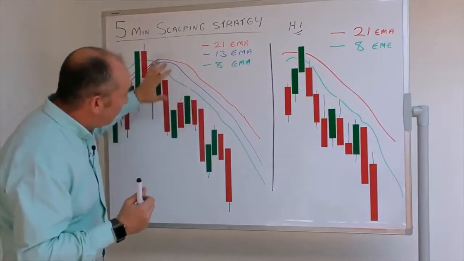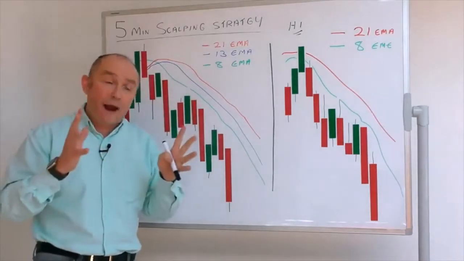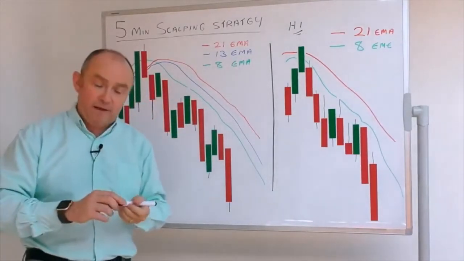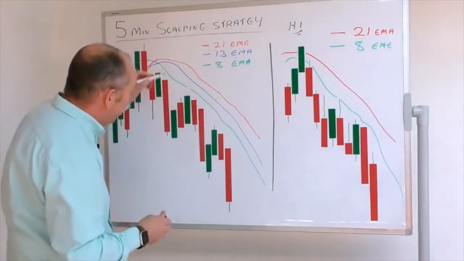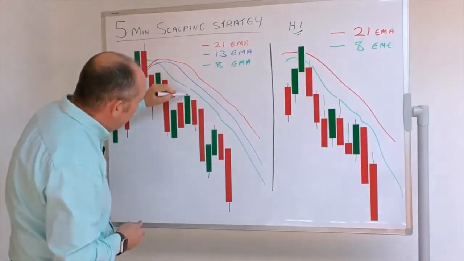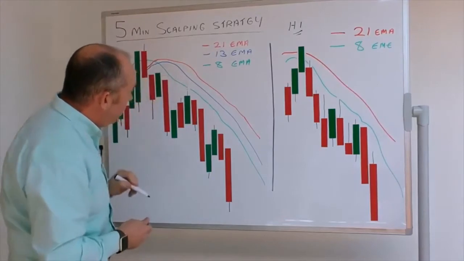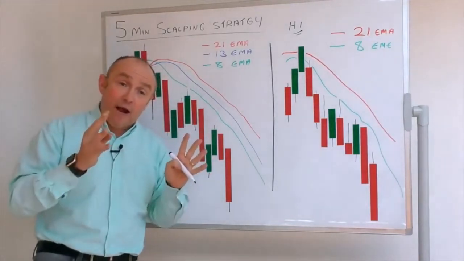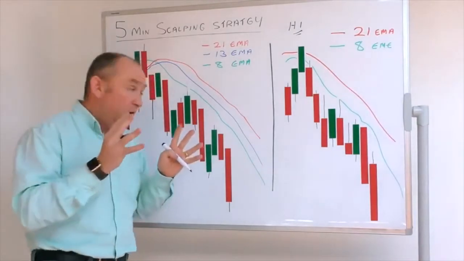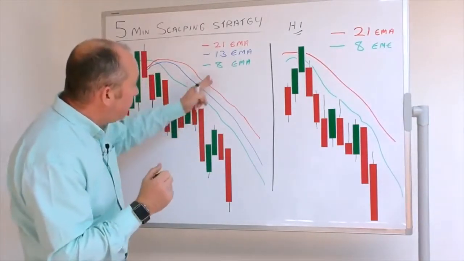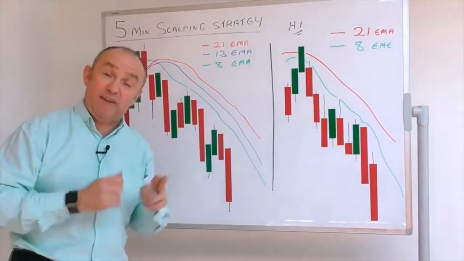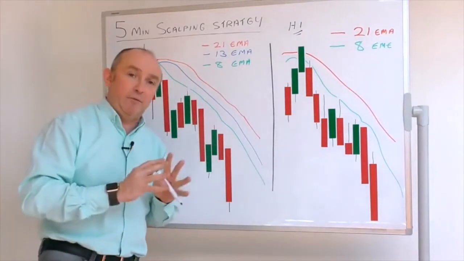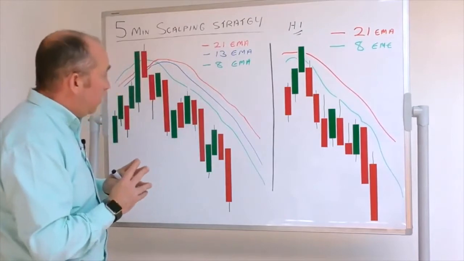We're looking for a pullback, and specifically, we're looking for a pullback into the 8 exponential moving average on the 5-minute chart. So for example, if this market here were to pull back and touch the 8 moving average, this is now our trigger bar. Now, this is still a valid trigger bar as long as price does not close above the 21 moving average. If it does, then the trade is null and void. All this will become a lot clearer, as I say, when we get on to the screens in a moment.